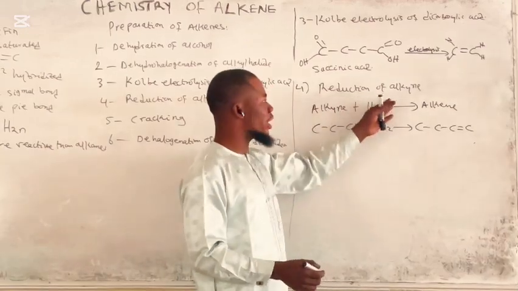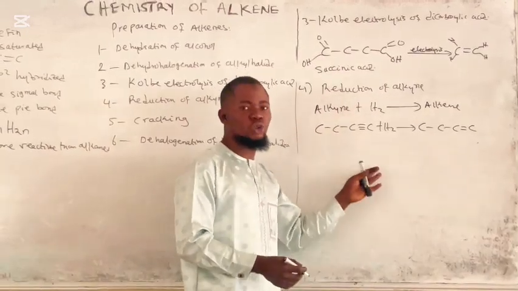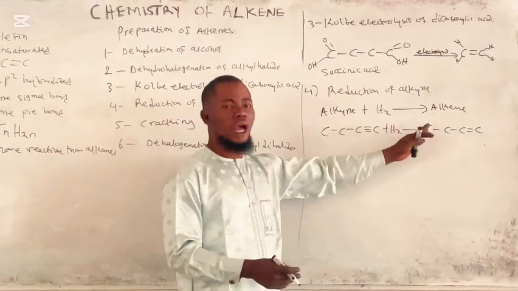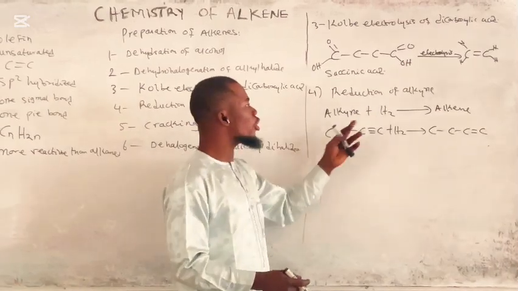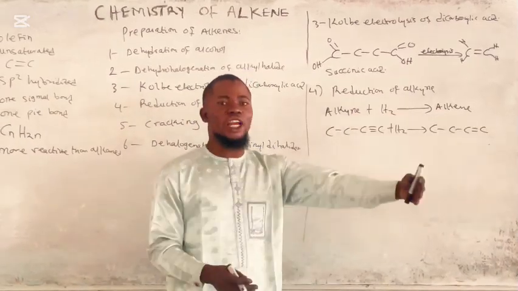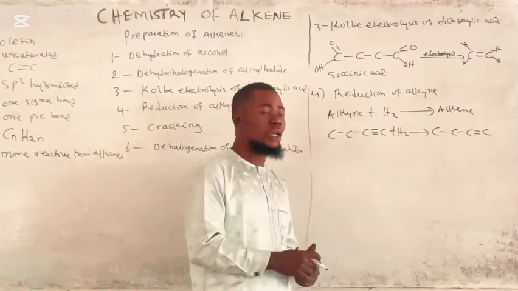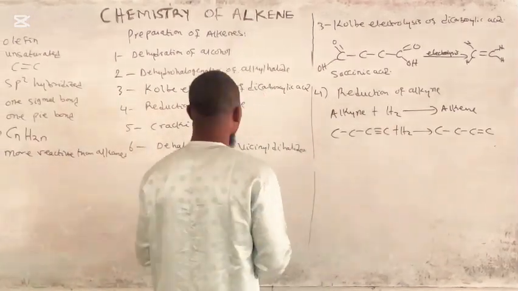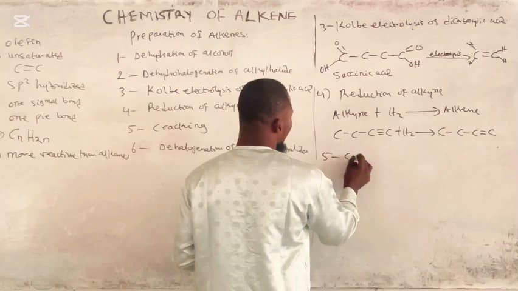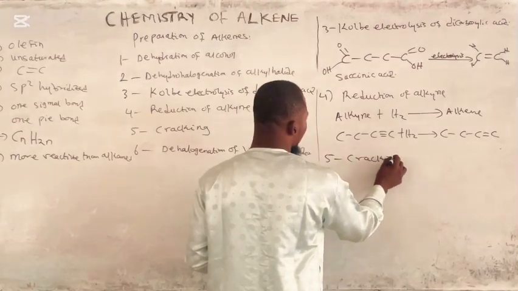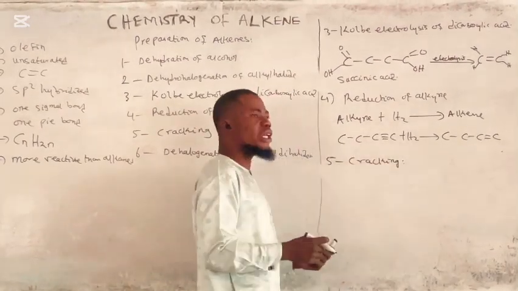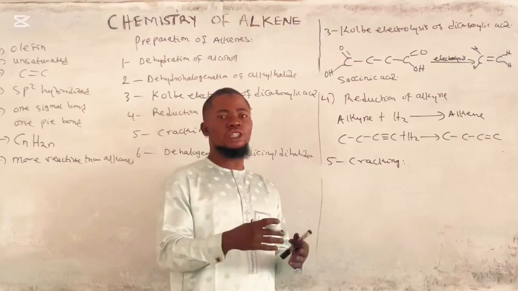So reduction of alkyne simply means addition of hydrogen to the alkyne to produce an alkene. Further reduction of an alkyne will produce alkanes. That is one of the preparations of alkanes as well. So the next one here is cracking. Cracking simply means breaking down of larger hydrocarbons into smaller ones.